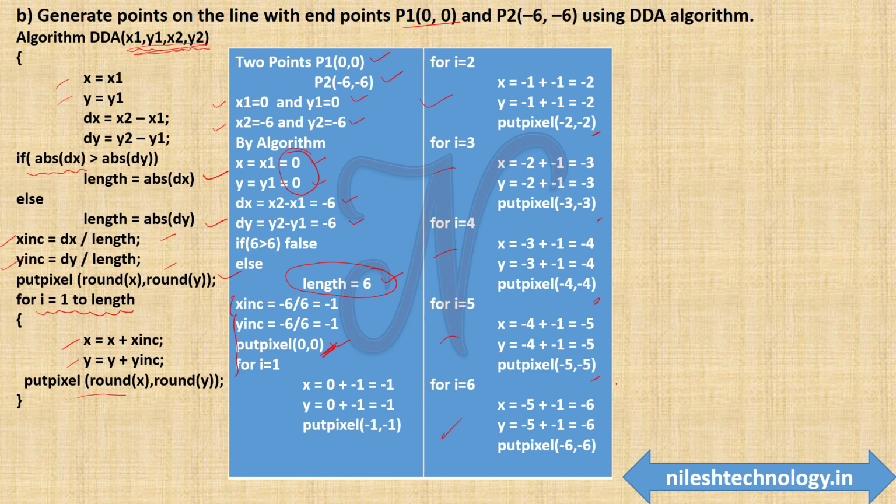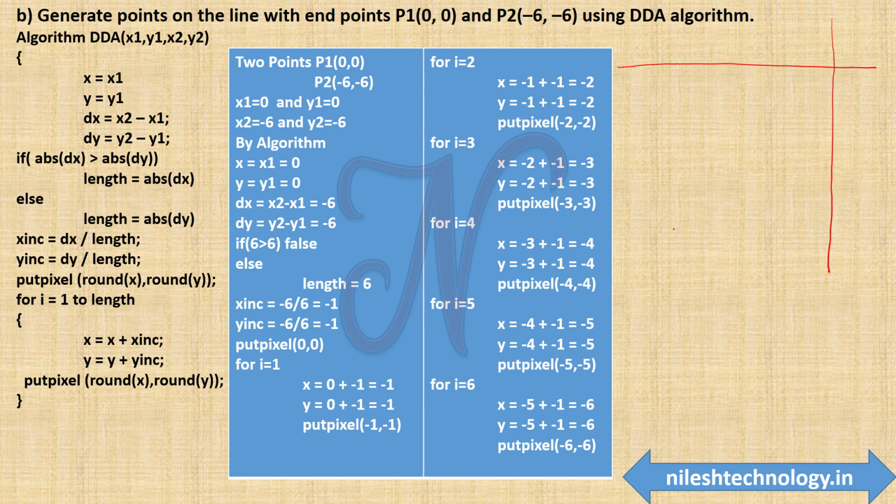See here, we draw the graph. My points start from 0 0 and go to the negative side. This is your graph, and all my points are in the negative. That's why this is your 0 point, and on this side there are the negative numbers: minus 1, minus 2, minus 3, minus 4, minus 5, minus 6.